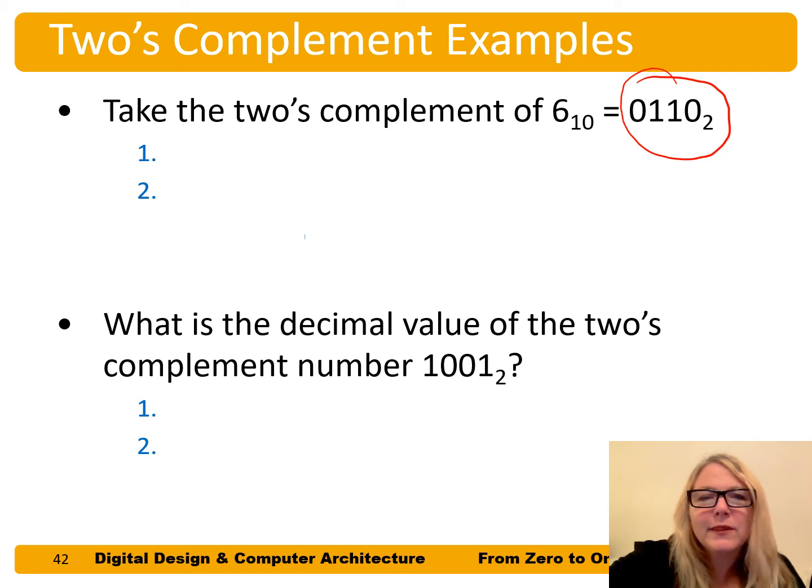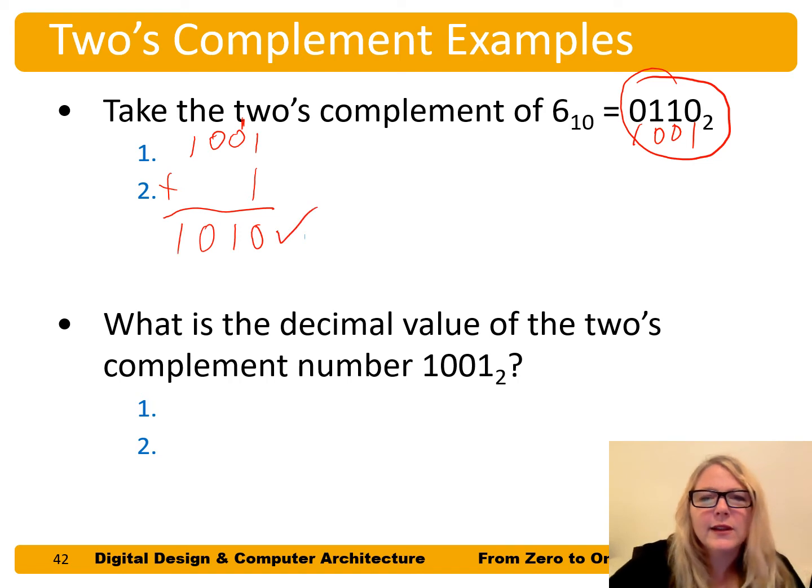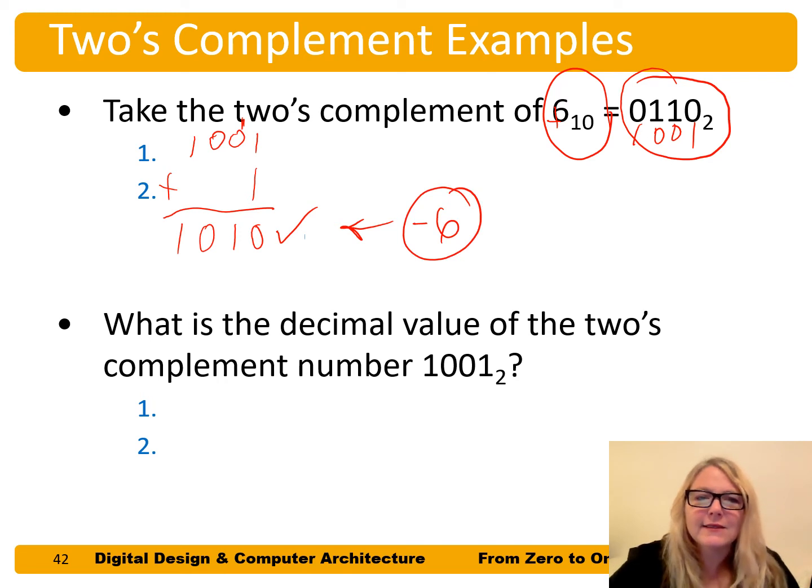We're going to invert the bits, or in other words, take the 1's complement. So we invert those bits: 1, 0, 0, 1. Step 1. Step 2 is to add 1. 1 plus 1 is 0, carry the 1. 1, 0, 1. And so here we started with +6, and we took the 2's complement, or flipped the sign, and now we have the 2's complement representation of -6.